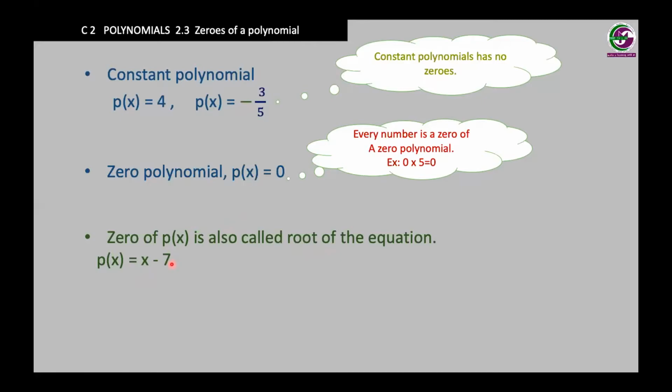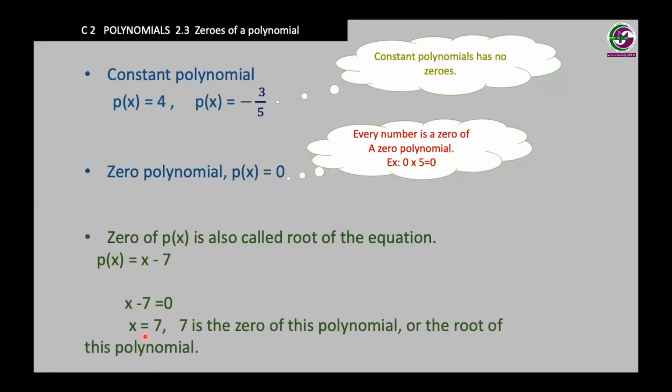Two steps. Step number 1, we put the expression equal to 0. Step number 2, we solve for x. Here solving is very simple. We just transform minus 7 as plus 7. So x equal to 7 is the 0 of the polynomial, or we call it the root of this polynomial.